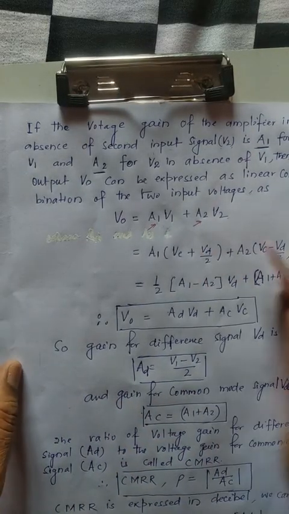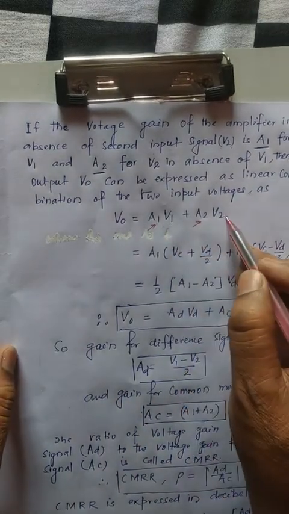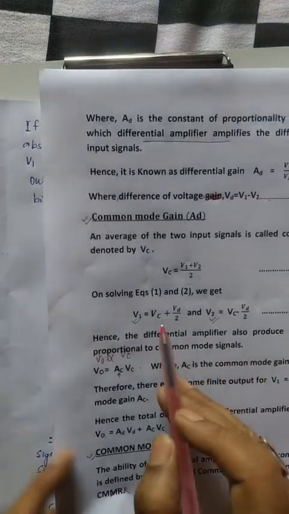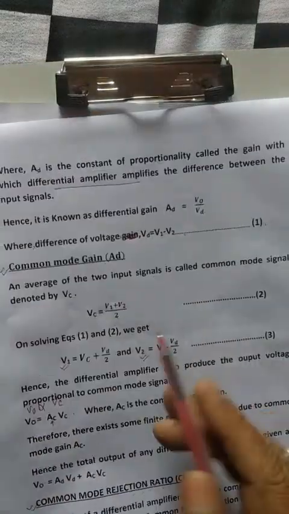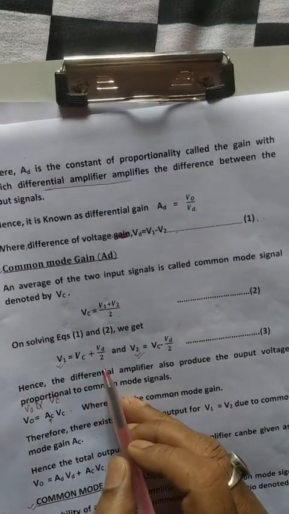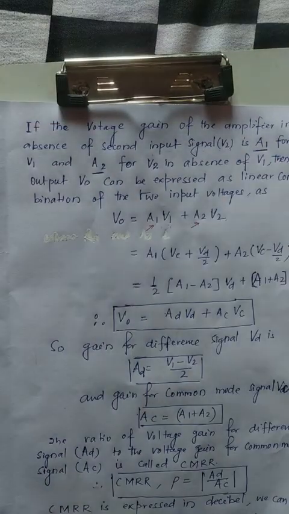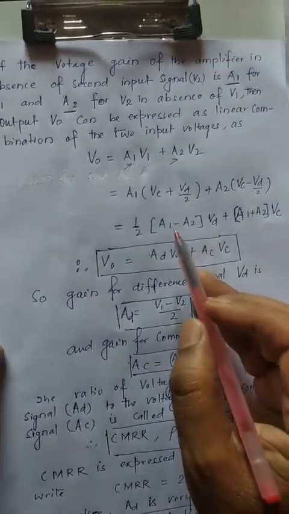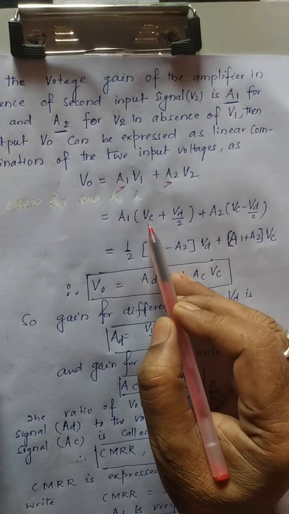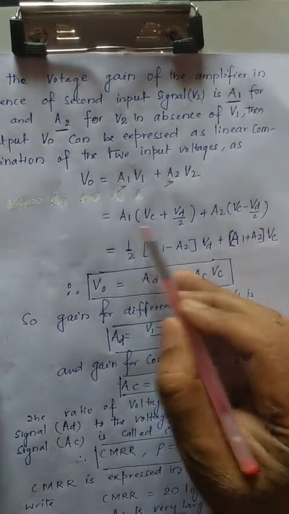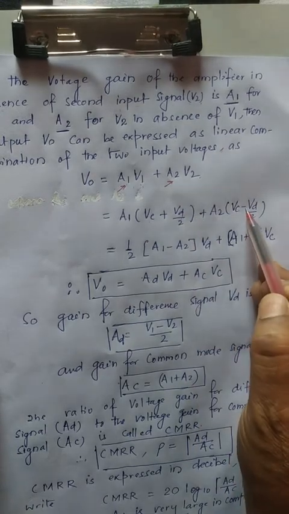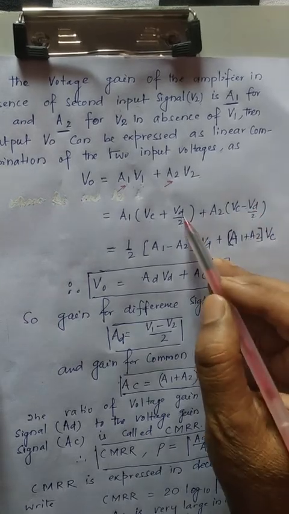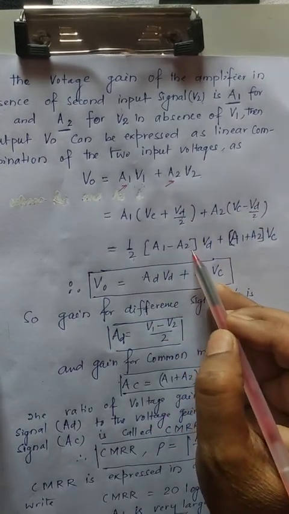Okay, I am going to put in the values of V1 and V2. V1 is equal to VC plus VD by 2, and V2 is equal to VC minus VD by 2. Putting the values of V1 and V2 and solving, VC here, VC here, so it will be (A1 plus A2) VC, and due to this minus it will come here, VD by 2, VD by 2. If you take 1 by 2 common, it is (A1 minus A2).